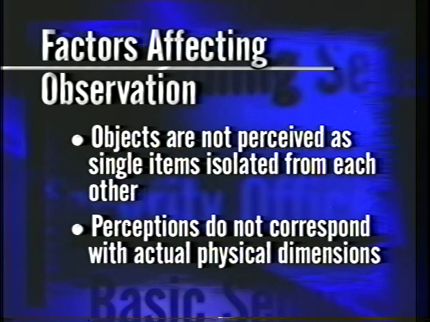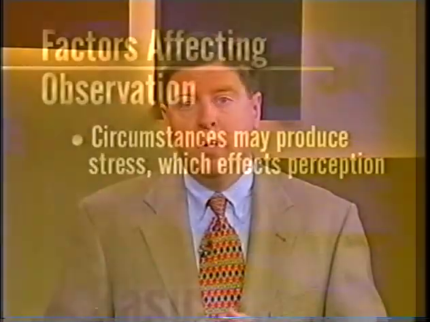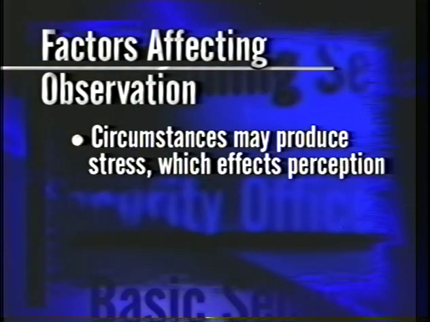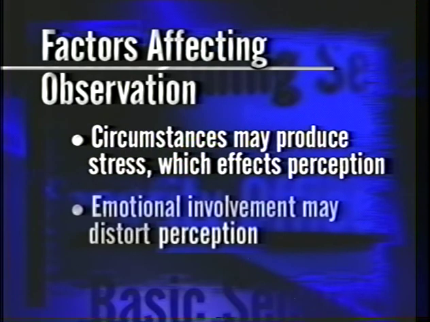Next, perceptions do not correspond with actual physical dimensions. Big trucks look like they're moving faster than they really are because of their size. Sports cars look like they're going fast because of their shape. Colors can sometimes distort dimension too. Next, circumstances may produce stress which affects perception. Seeing something horrible or catastrophic may cause the amateur to assume things are different or worse than they really are.